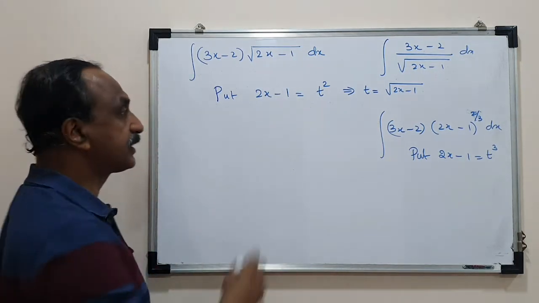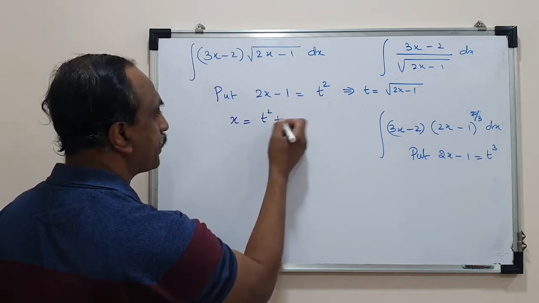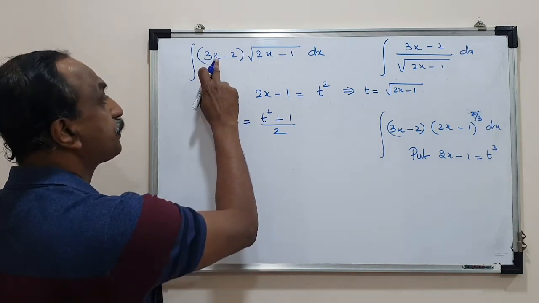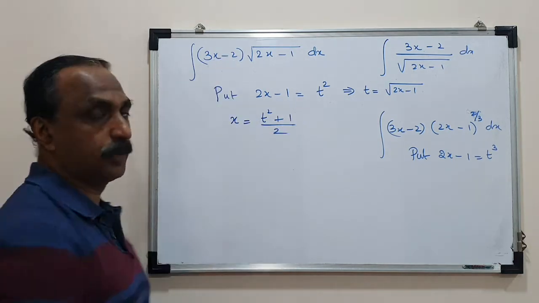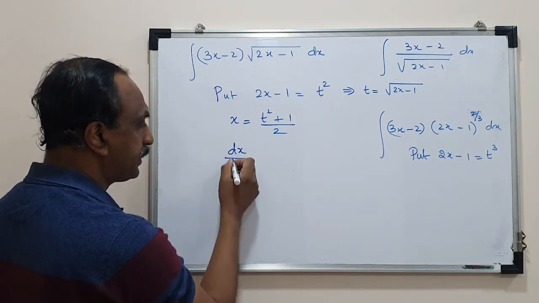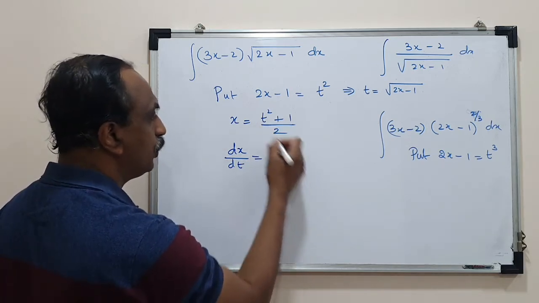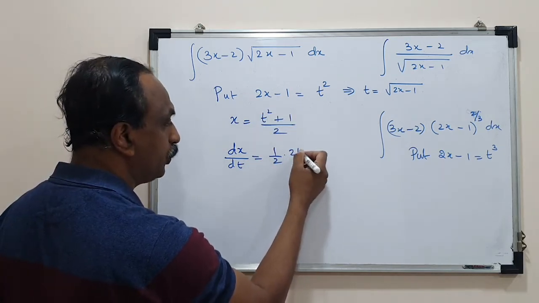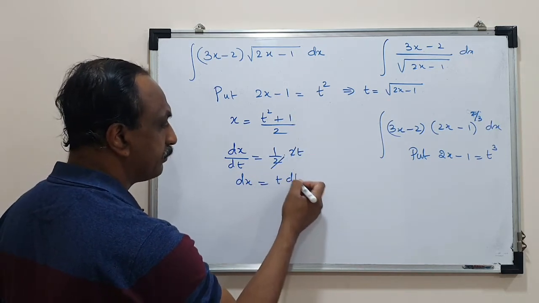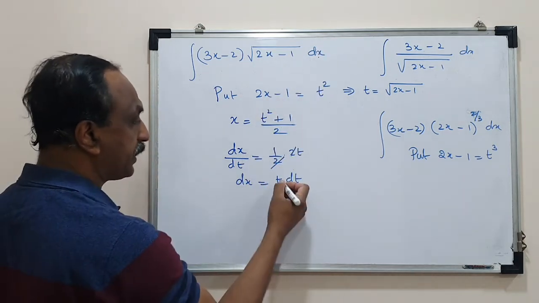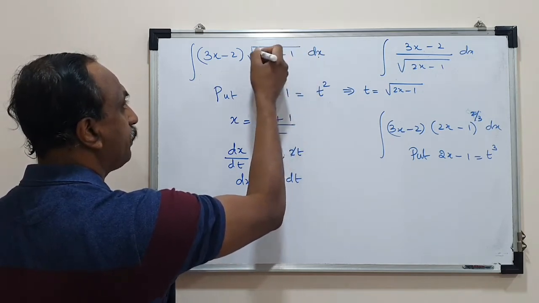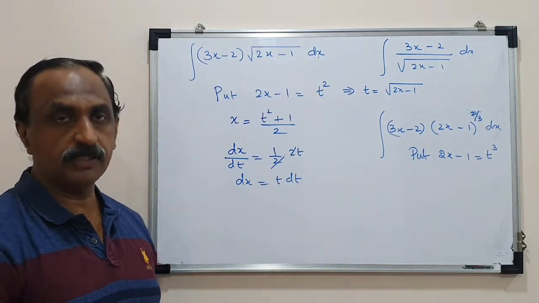Now I'll make x the subject. x is t square plus 1 upon 2. Why did I make x the subject? There are two reasons. One is that there is an x present here, and this x can be replaced by t square plus 1 by 2. Second, I need dx, so I'll differentiate this. dx by dt: 1 by 2 into the derivative of t square plus 1, which is 2t plus 0. So 2 will get cancelled, and dx will be replaced by t dt. x will be replaced by t square plus 1 by 2, and this whole root term will be replaced by t. So my calculation will be much simpler.